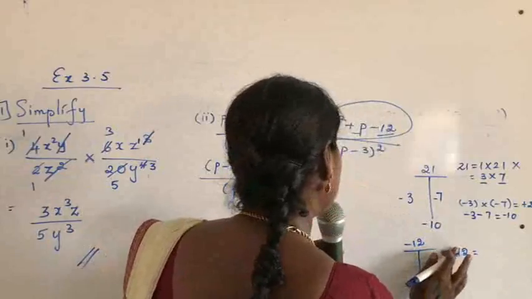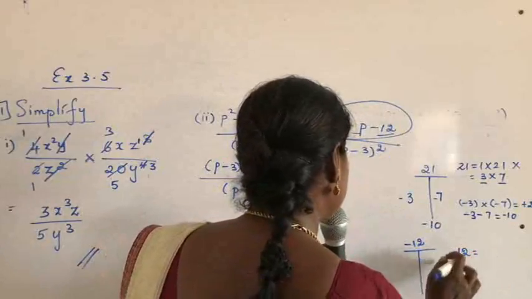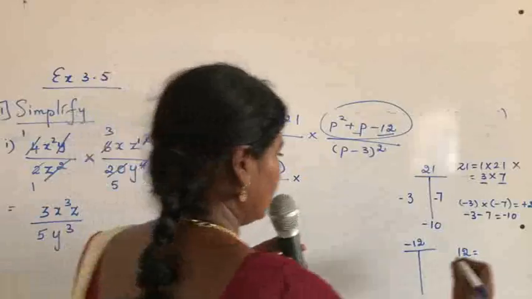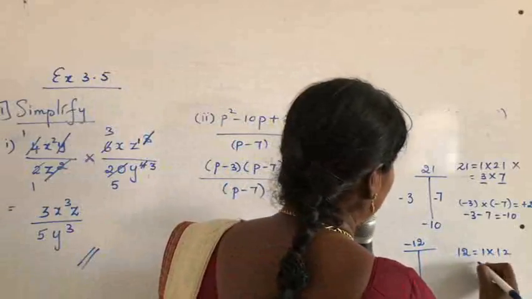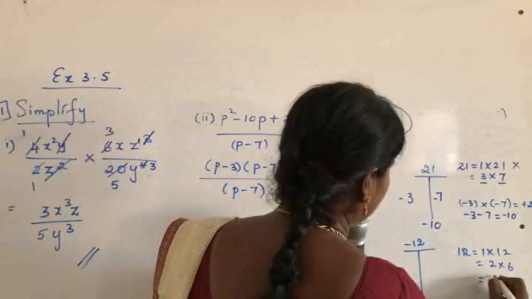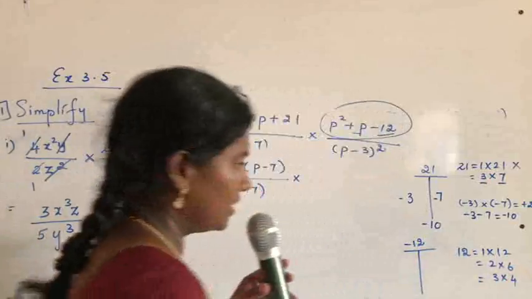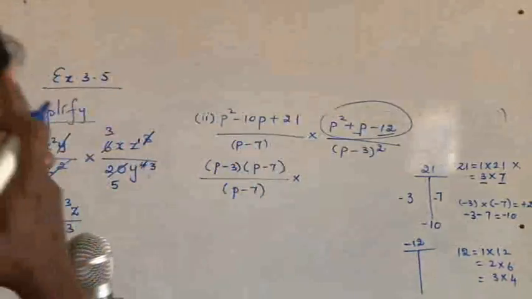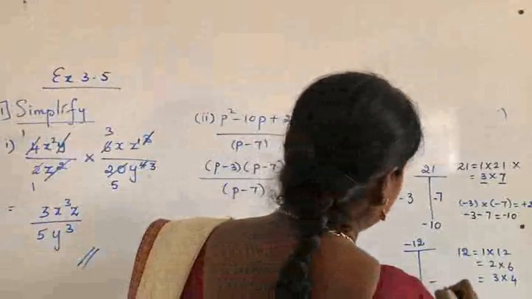Or just take 12. No need to take minus 12 first. Just let's take the factors of 12. So you have 1 into 12, 2 into 6, 3 into 4. So what are the numbers we can take over here? Let's try to fill these columns over here.